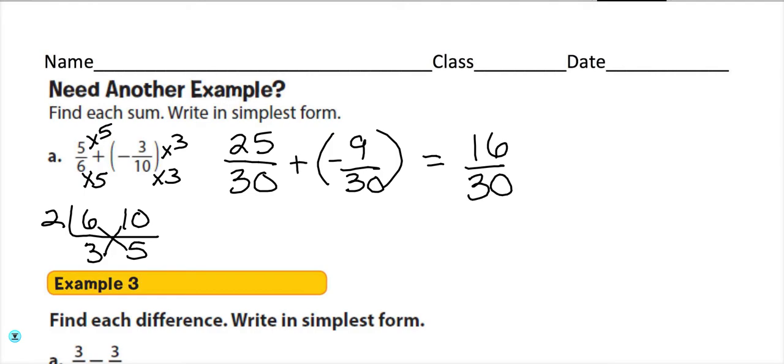Now I do need to reduce that, so we're going to reduce by 2. By 2. So that would be 8 over 15.